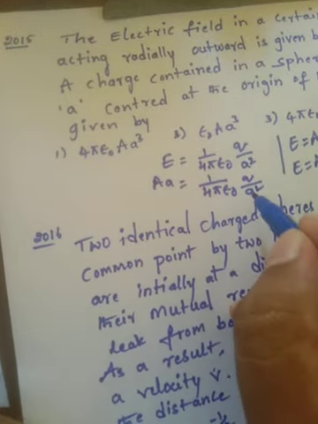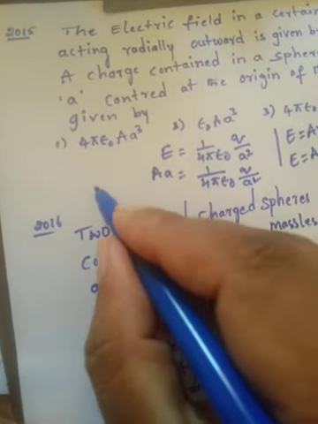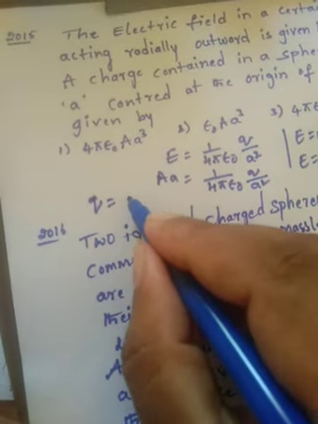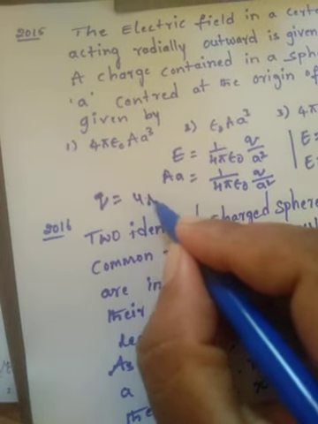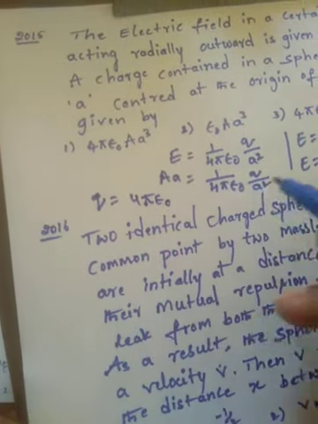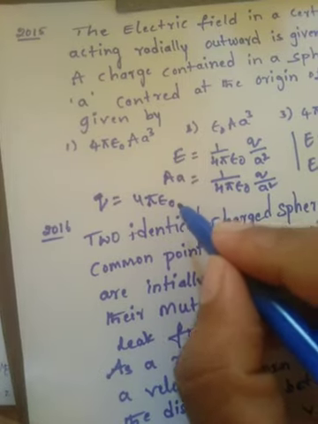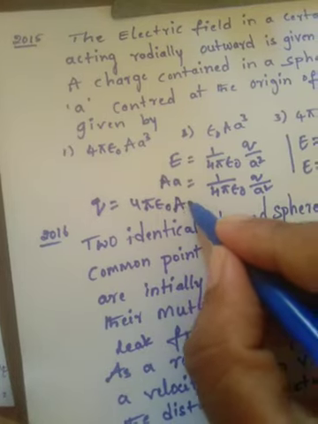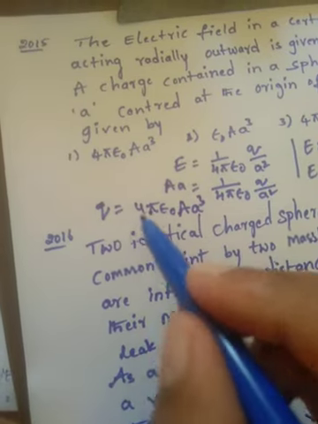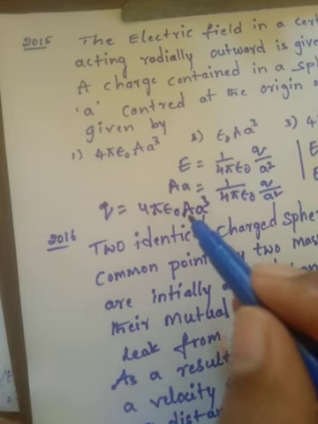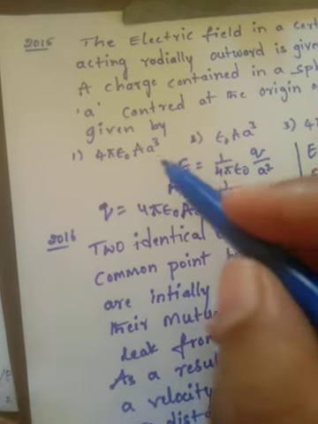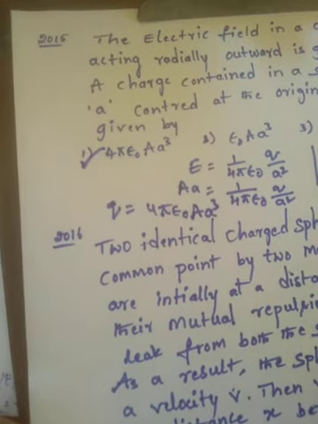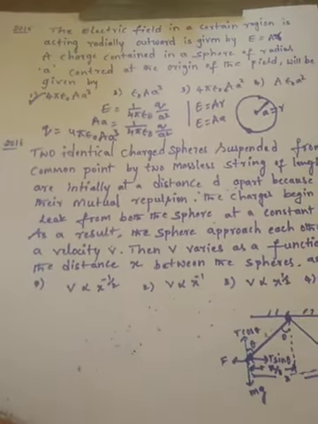Okay, we'll bring all these factors to the left hand side, then only Q is left on the right hand side. That's 4 pi epsilon 0, then capital A is there. A into a square will be a cube. So Q is equal to 4 pi epsilon 0 capital A into a cube. So the right answer is 4 pi epsilon 0 capital A small a cube. This is the right answer and a simple method.